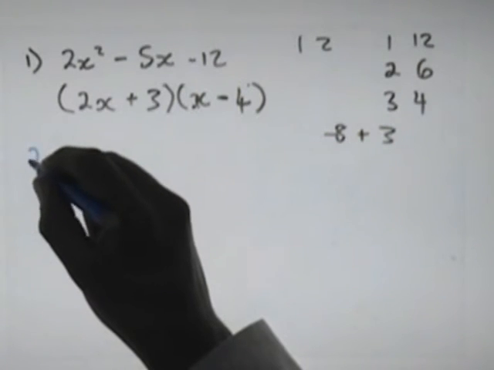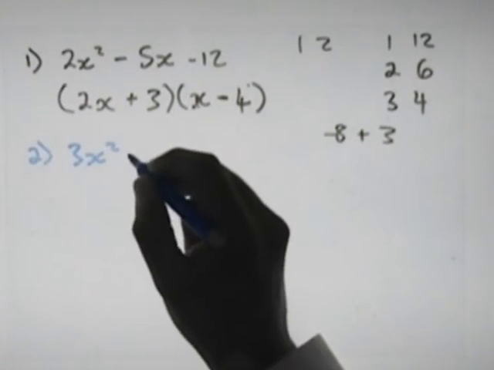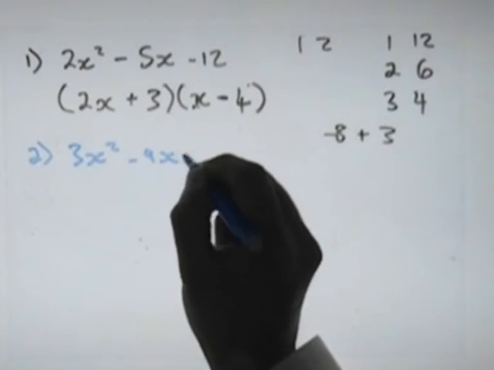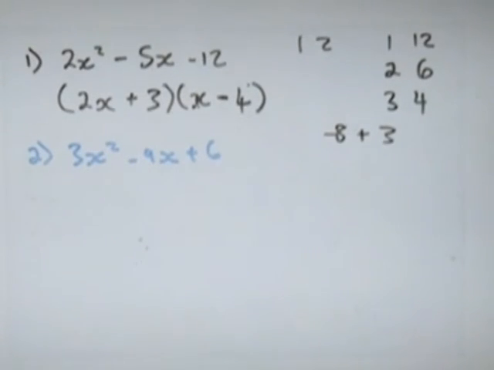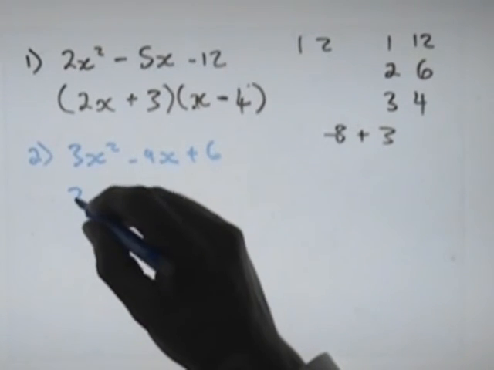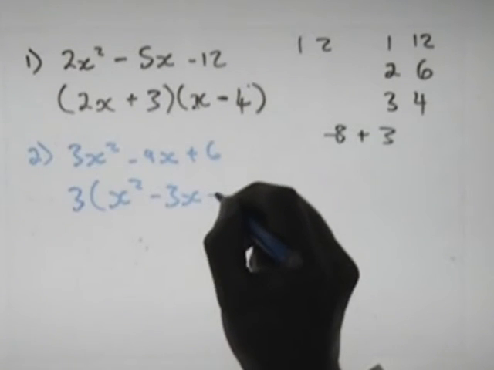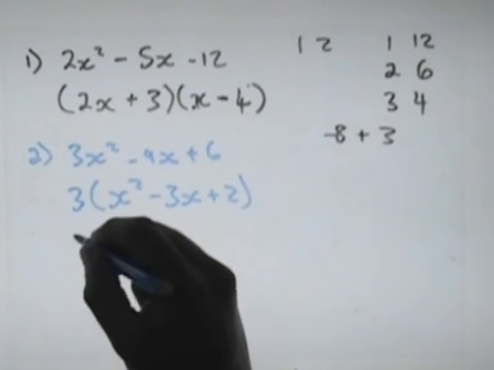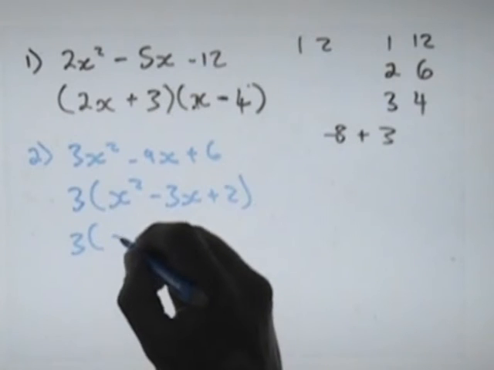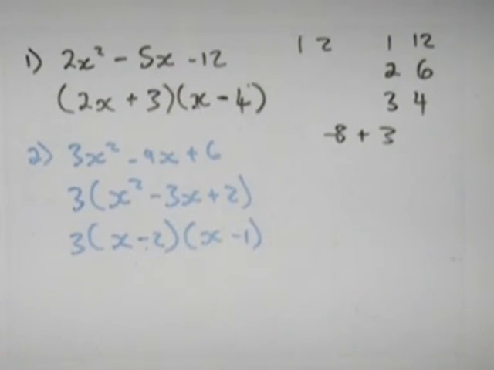The second one read 3x squared minus 9x plus 6. This one I threw in just for fun. Take out a common factor of 3, that leaves you with x squared minus 3x plus 2. That gives you 3 multiplied by x minus 2, x minus 1.